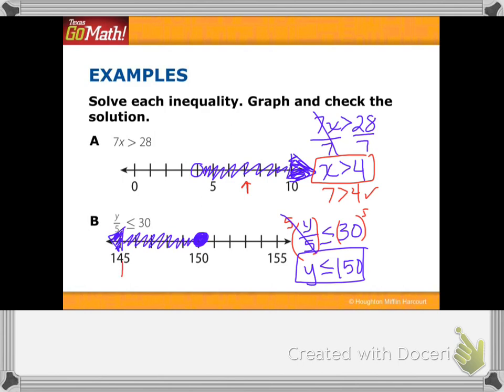Now I'm going to do a check. I shaded the 145, so I'm going to substitute that in for my variable. 145 is less than or equal to 150. Yes, that's true. So I can be relaxed in the fact that I have graphed correctly.